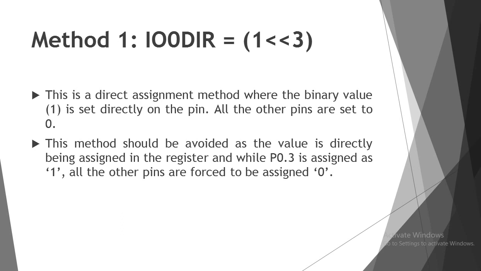This method should be avoided as the value is directly being assigned in the register, and while P0.3 is assigned as a 1, all the other pins are forced to be assigned 0. It means it sets port 0 and its third pin as an output.